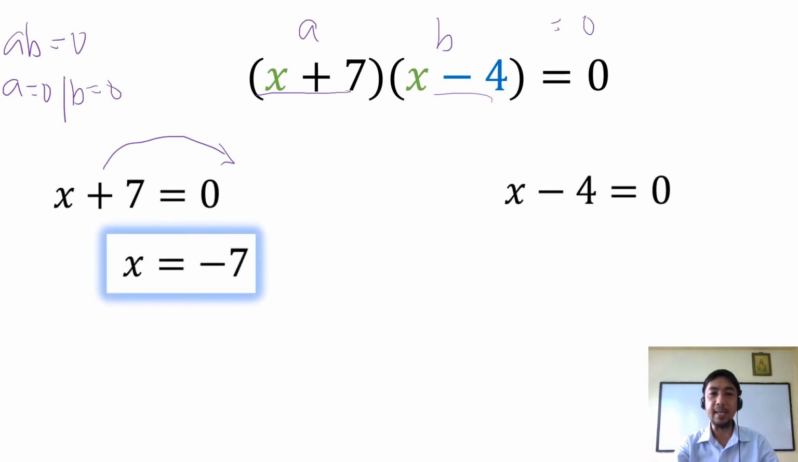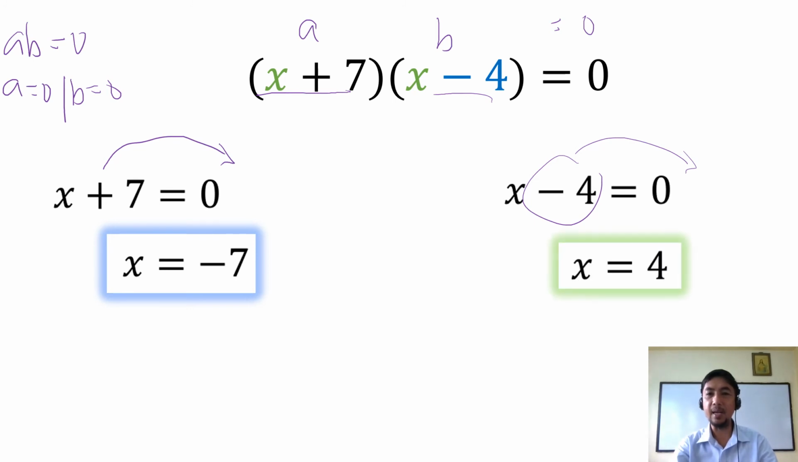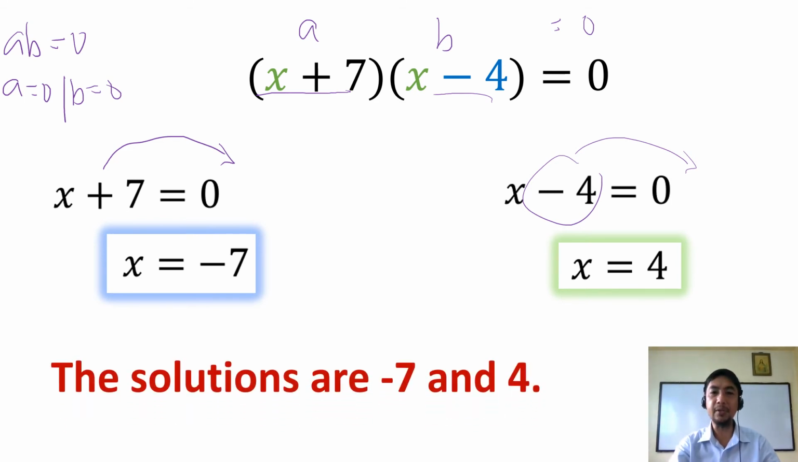Ang lalabas doon is x equals negative 7. Then we need to transpose negative 4 to the other side to solve for the other value of x. So lalabas po doon x equals positive 4. Therefore, the solutions are negative 7 and positive 4.